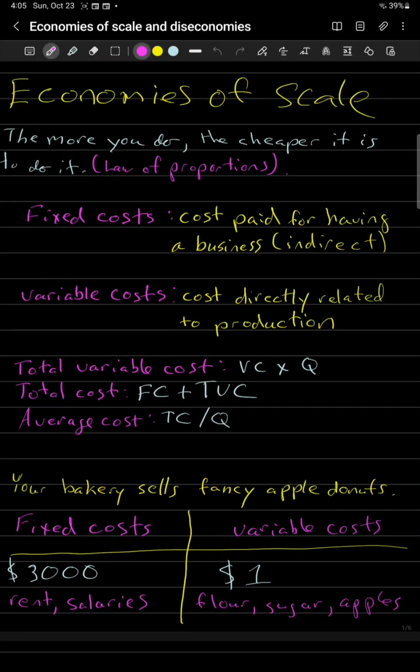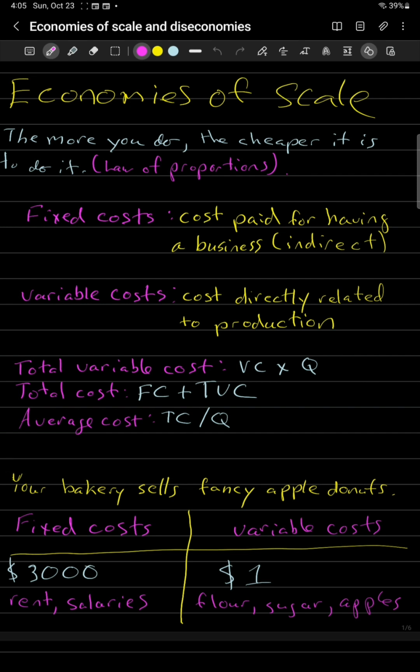Hi guys, today we're looking at economies of scale, and it's going to be a bit longer video because there's a lot to cover. But basically the economy of scales can be summarized as the more you do, the cheaper it is to do it, otherwise known as the law of proportions. And we're going to take a look at that, okay?